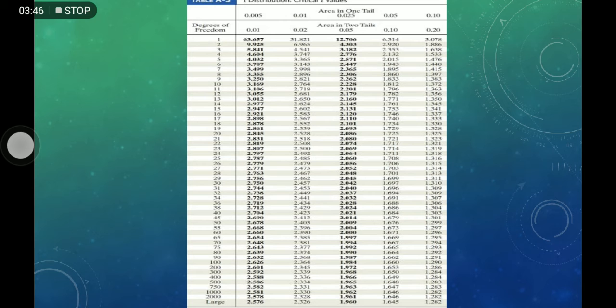Then, using this table, malalaman natin kung ano yung magiging t-tab natin. So, our degree of freedom is 11. Hanapin natin yung 11. Yan. Then, hanapin natin yung 0.05 sa area ng two-tailed. So, our t-tab is 2.201.